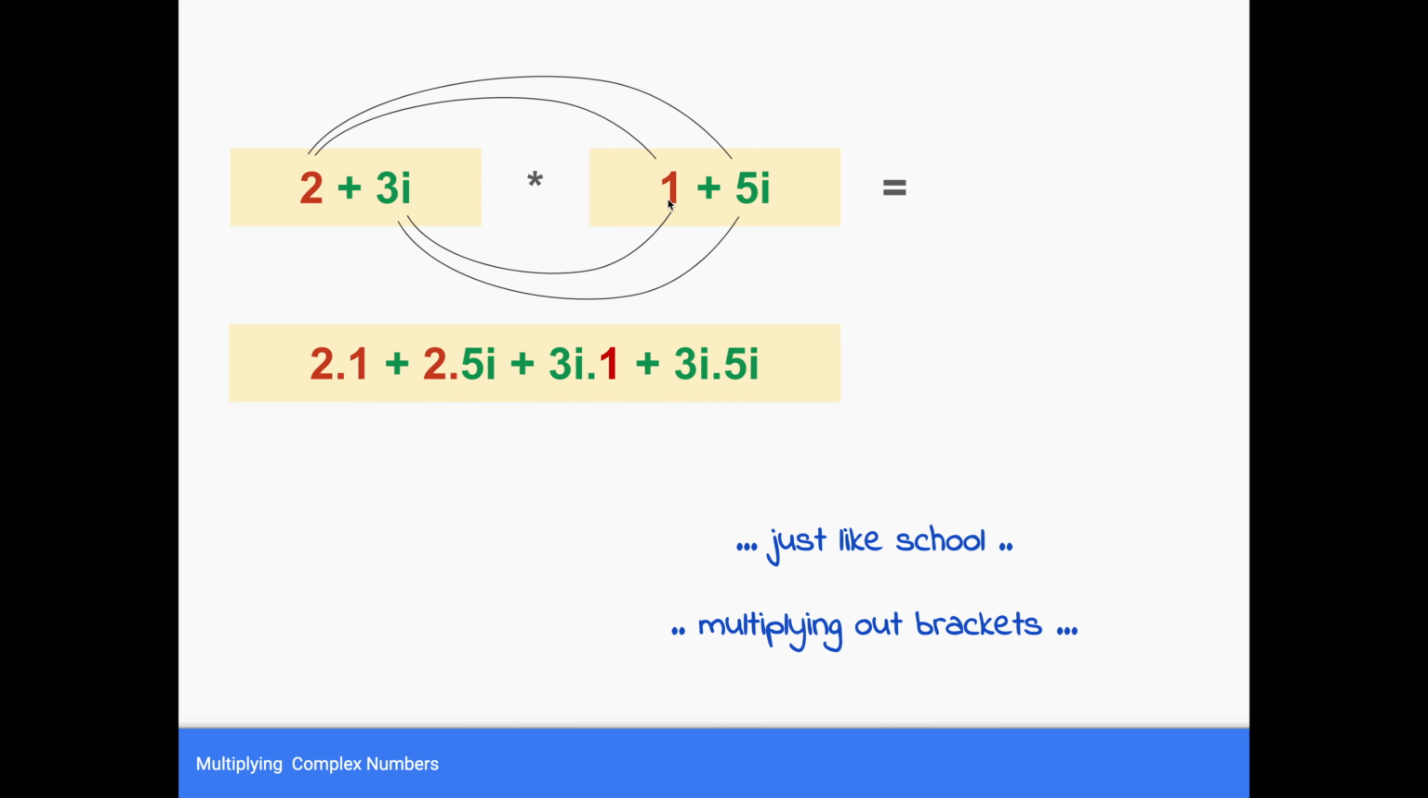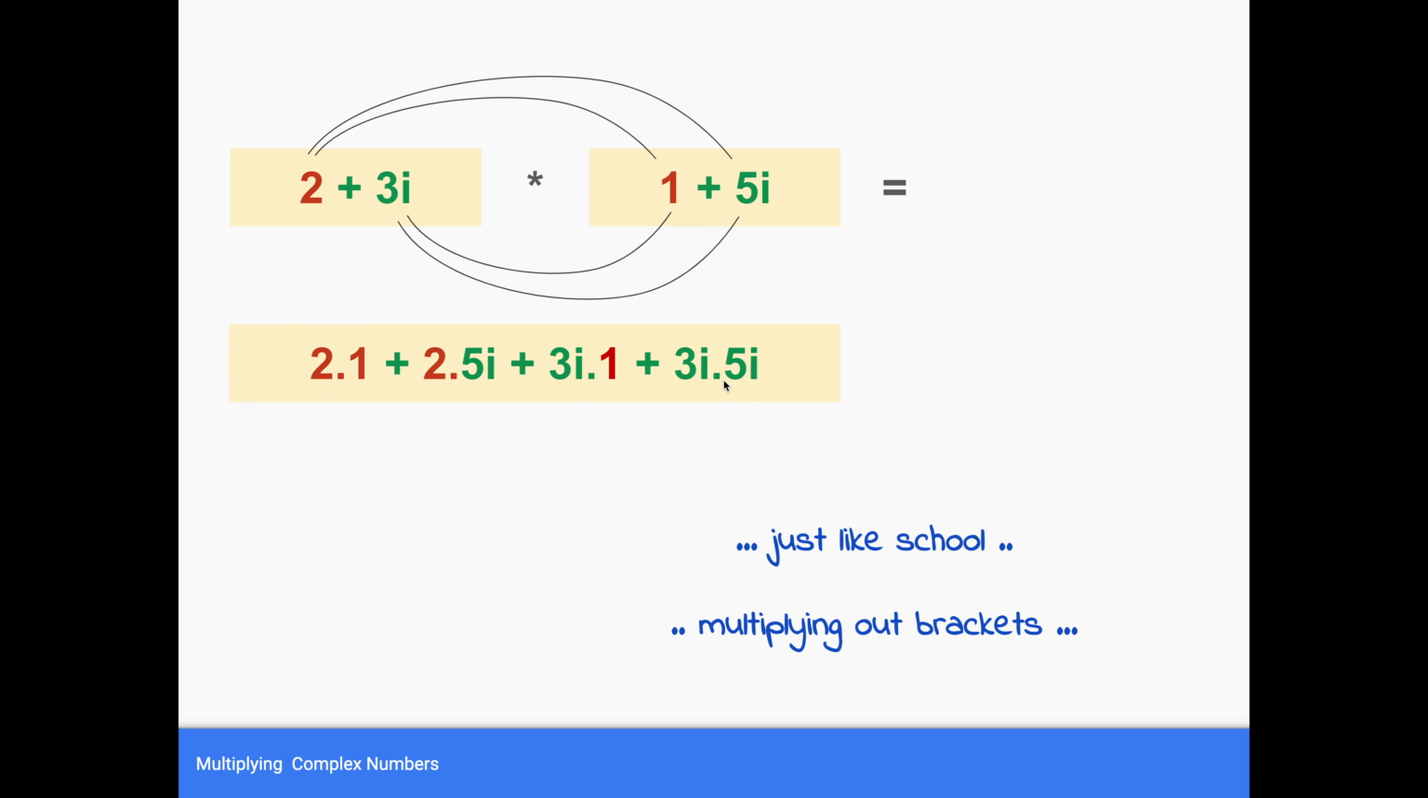We've got 3i times 1, and we know that times 1 means leave it alone, keep it as it is, so that's easy. That remains as 3i. But we've got an interesting thing happening here. 3i times 5i. Well, we think that should be 15i squared. But what is i squared? That's interesting. What is i squared?